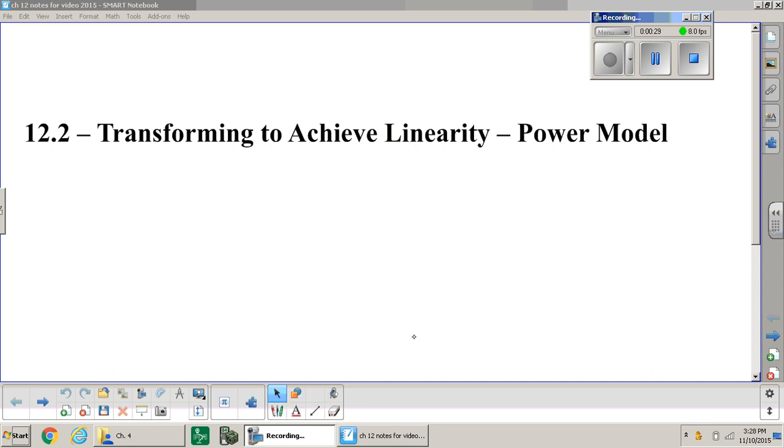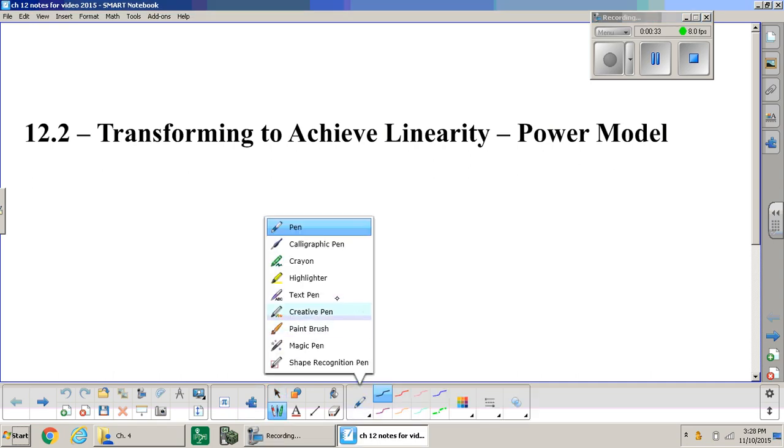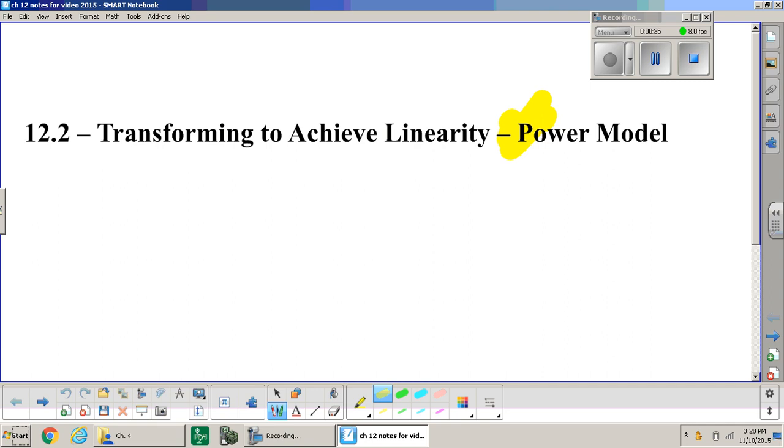All right, so today we're going to talk about the power model. Since you learned exponential last time, today's lesson on power is going to go much faster because you already understand the concept behind nonlinear, and power is only slightly different, only one little change.